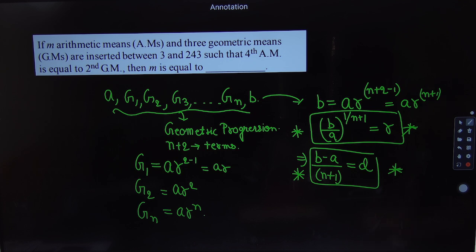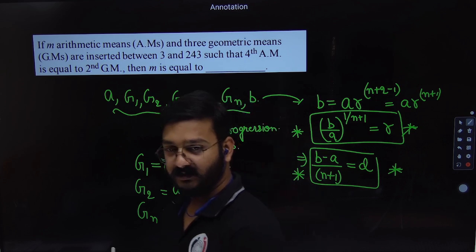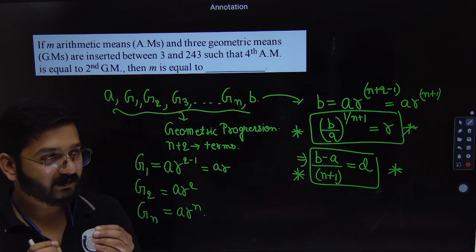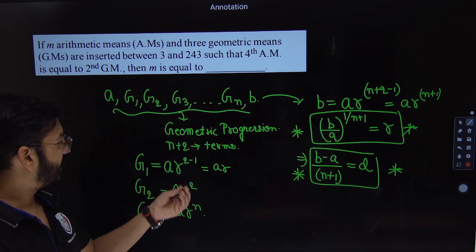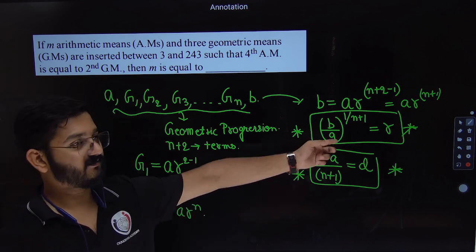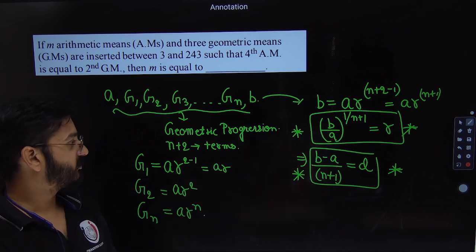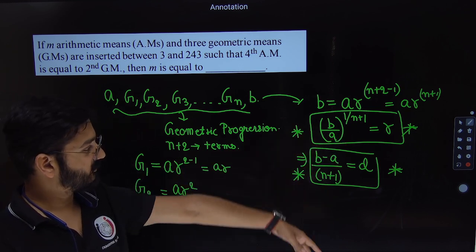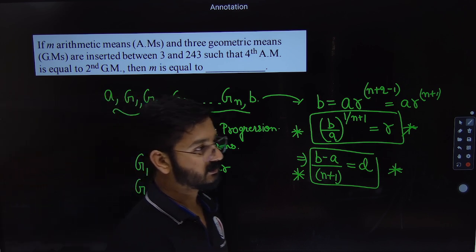Anyone who is confused with the concept, it's basic GP and basic AP. I'm repeating again, you don't have to mug up anything in this. It will hardly take 15 seconds for you to derive this. But if you have good memory and you feel that you can remember all the formulas, you can remember. It's up to you.